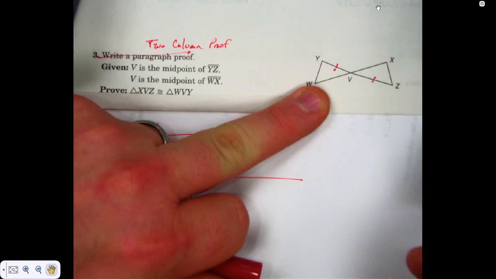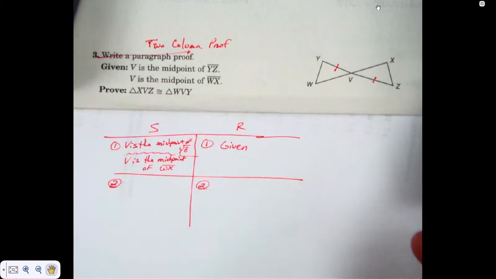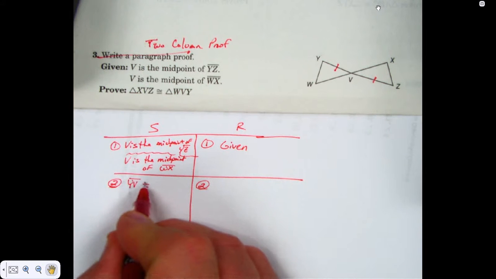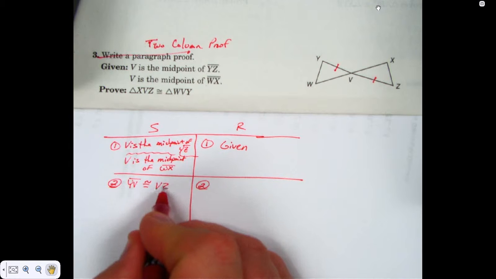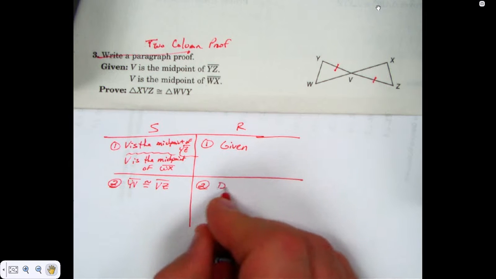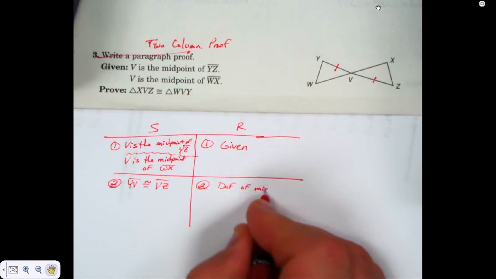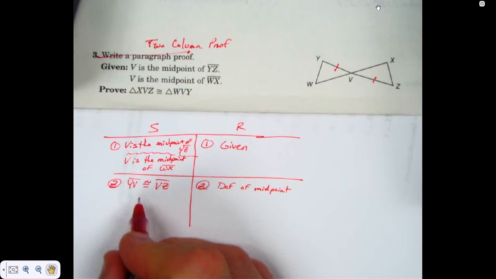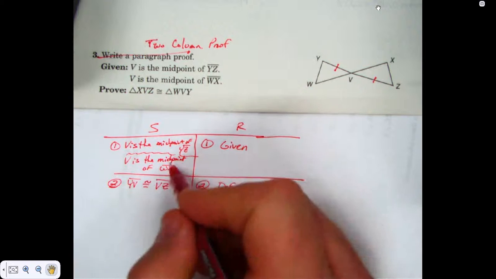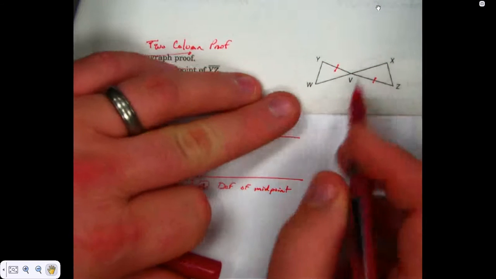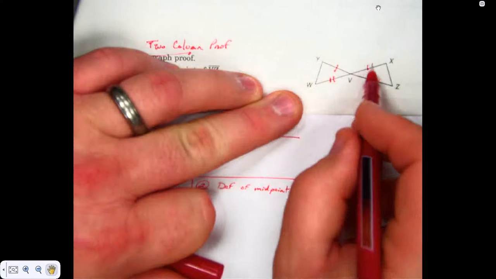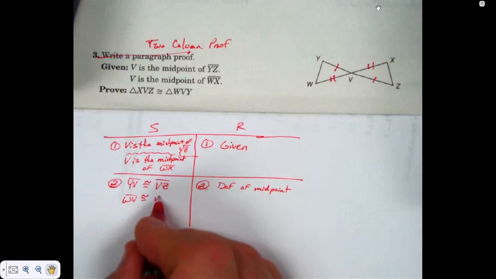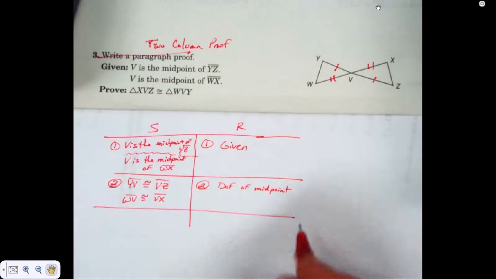Does it mean that those two are congruent? Yes. Would everyone agree with that? So my next step could be to say that YV is congruent to VZ. The reason would be definition of a midpoint, right? What else could I say though, it also said that V is the midpoint of what? WX, so WV is congruent to what? VX, by the same reason.